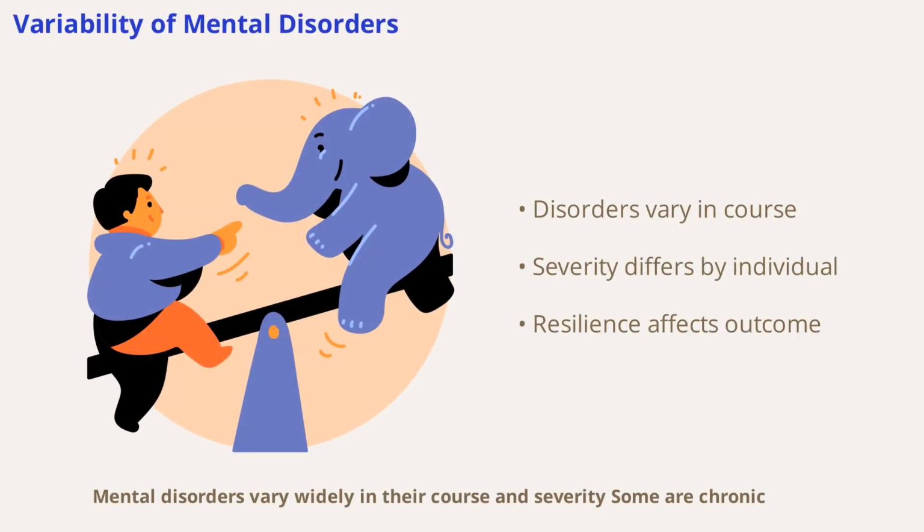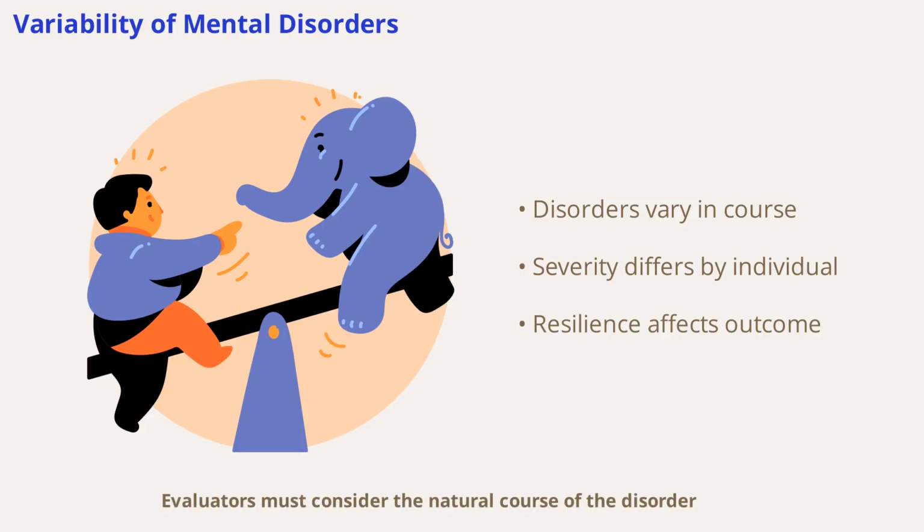Mental disorders vary widely in their course and severity. Some are chronic, while others may resolve with treatment or time. The degree of impairment can differ greatly even among people with the same diagnosis. Evaluators must consider the natural course of the disorder, response to treatment, and the individual's resilience and coping strategies when determining impairment.